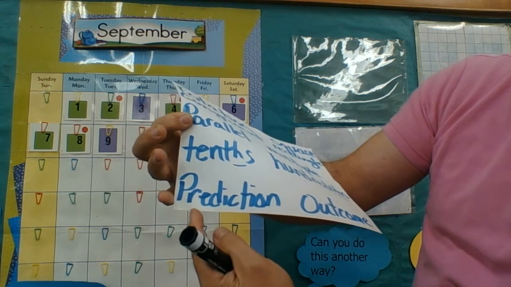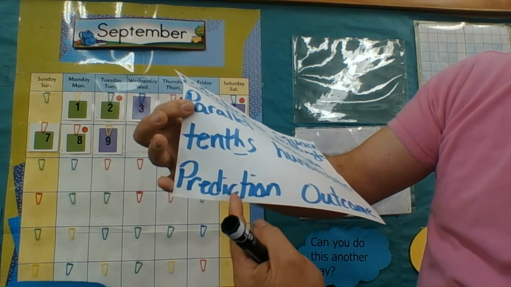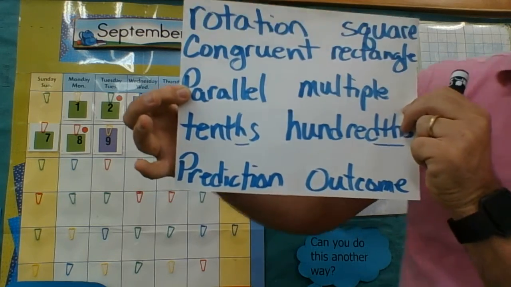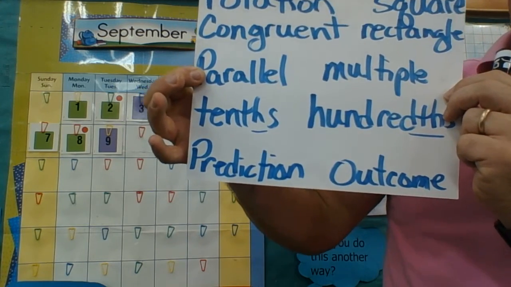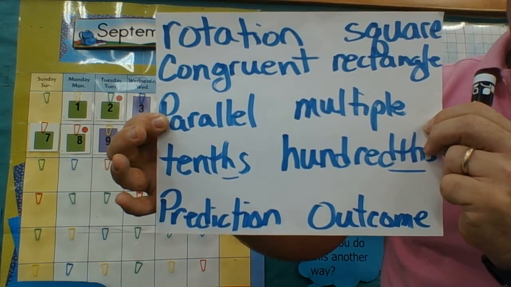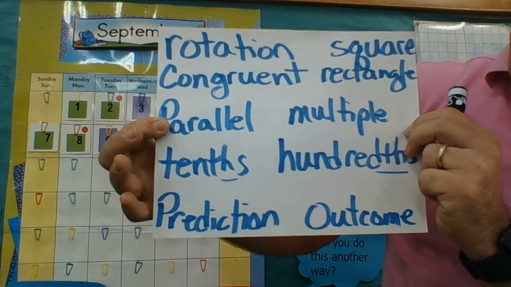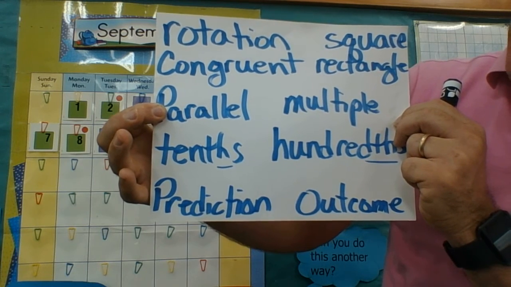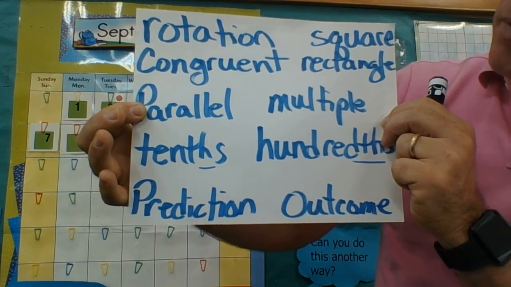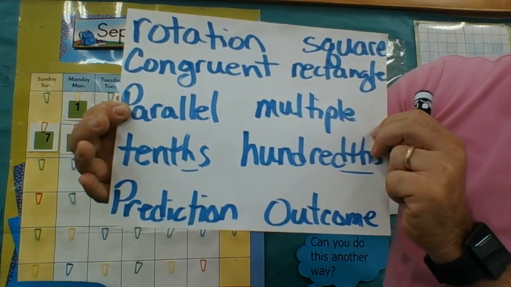Prediction, remember, pre means before, dic means to tell or say, and shun is the action. So when we're doing a prediction, we are guessing what's coming up. We do this in language arts as well. We have making predictions and making inferences. But for math, we're just predicting. We're using information and making an educated guess to say what's coming up next.